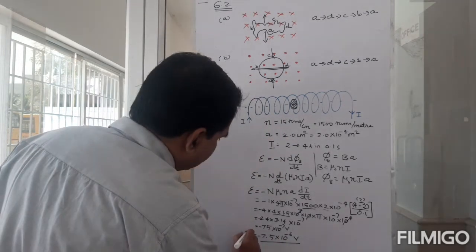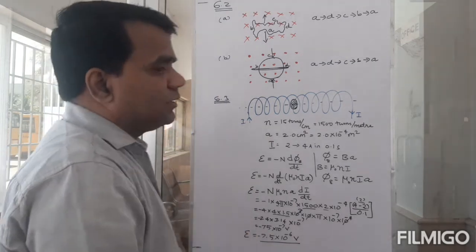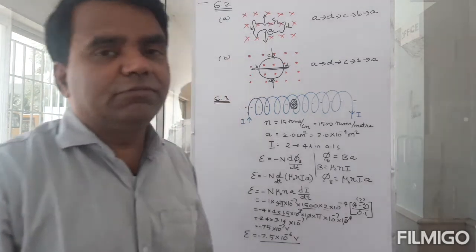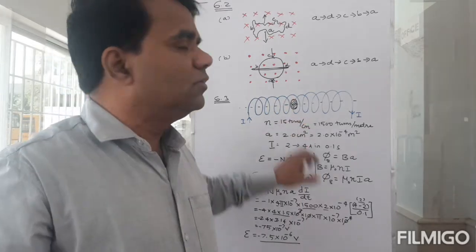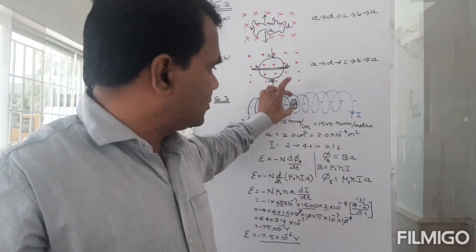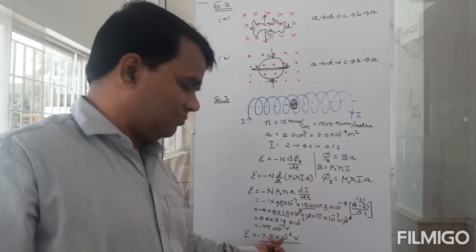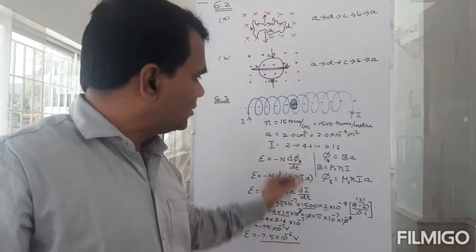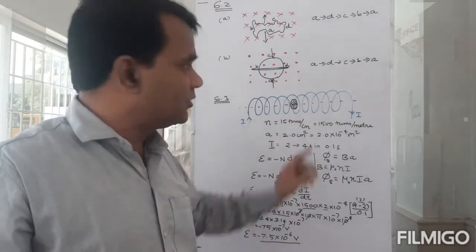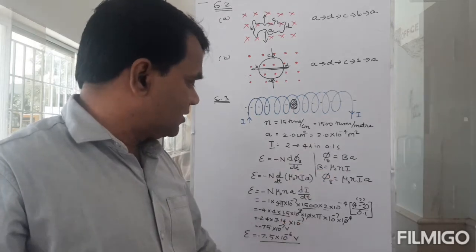So this is the EMF induced in that small loop. So very, very small. The EMF induced is very small, but then there is an EMF induced because of this change in current.